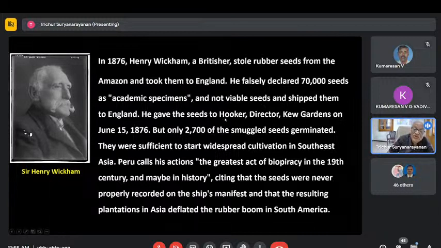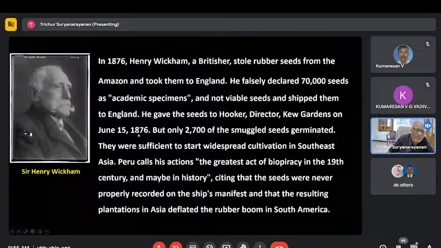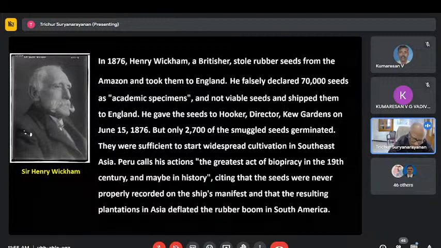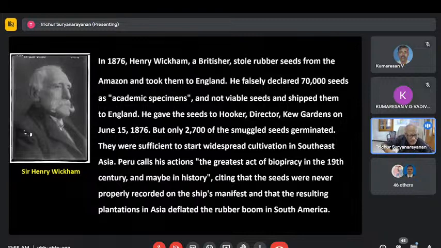He gave the seeds to Hooker, Joseph Hooker. He was the director of Kew Gardens. And the seeds were given to him on June 15th, 1876. But out of the 70,000 seeds which Wickham brought, only 2,700 seeds survived. They could germinate. But that was sufficient for the British to send these live germinated seeds to different parts of Southeast Asia.